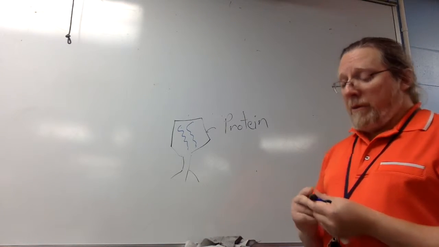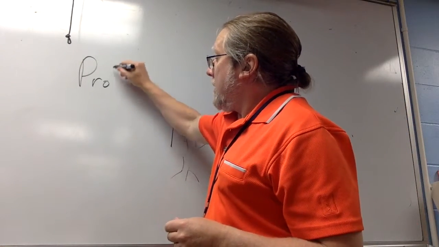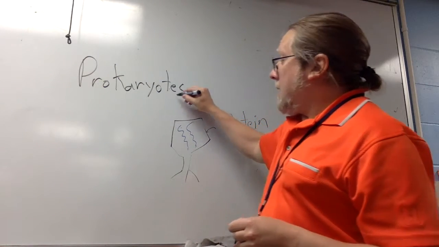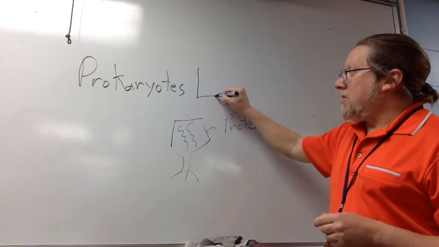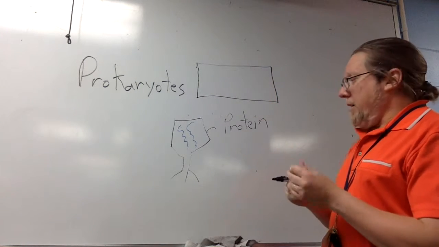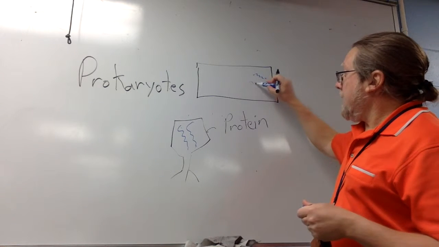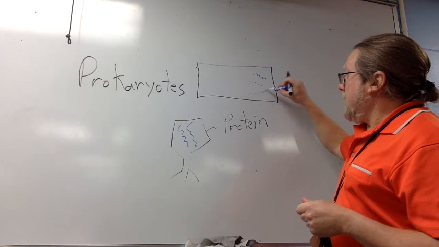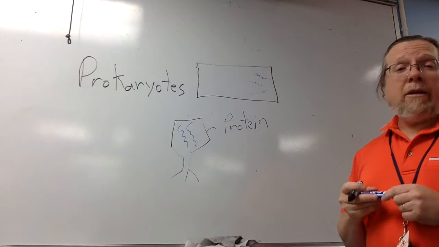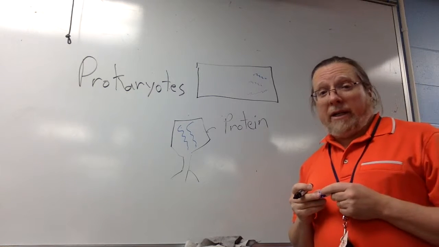Another thing that we hear about are prokaryotes, all single-celled organisms. Prokaryotes have cell walls. Their DNA is what we call free-floating, in other words, not contained in a nucleus. And these generally will be referred to as bacteria and monerans.